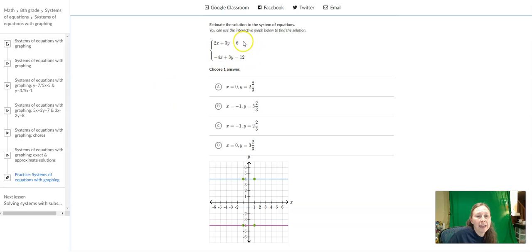So on Khan Academy, they'll show you a system of equations marked with a little curly brace. And you can use their little graphing tools to graph those equations and then find out where they cross. It's also perfectly acceptable to plug those two equations into Desmos, find the place where those lines cross, and then you can choose the correct choice that represents the solution to that system.